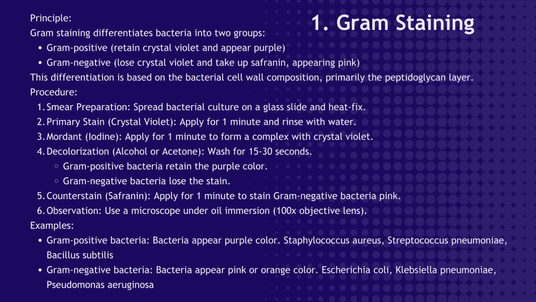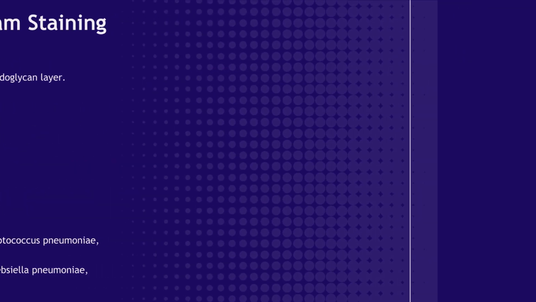Gram-positive bacteria retain the purple color. Gram-negative bacteria lose the stain. Counterstain, safranin. Apply for 1 minute to stain gram-negative bacteria pink. Observation: use a microscope under oil immersion, 100x objective lens.